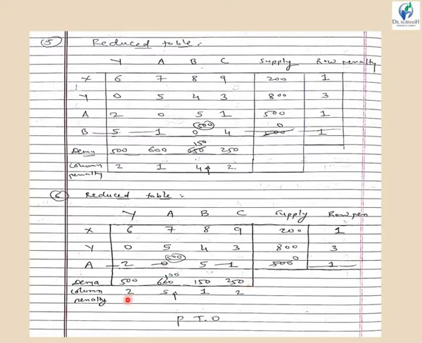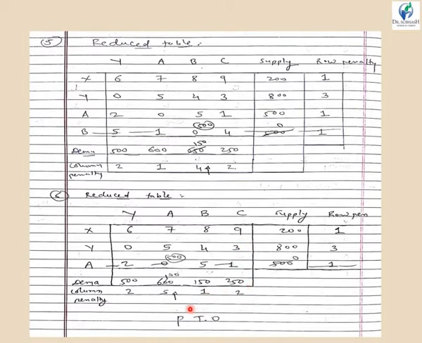Then finding the column penalties, as we had discussed, the smallest element in the Y column is 0 and the second smallest is 2, so the difference will give you 2. Similarly for the A column, the smallest element is 0 and the second smallest is 5, so the difference will give you 5. Then in this one the smallest element is 4 and the second smallest is 5, so the difference will give you 1. Then in this one 1 is the smallest and the second smallest is 3, so the difference will give you 2.